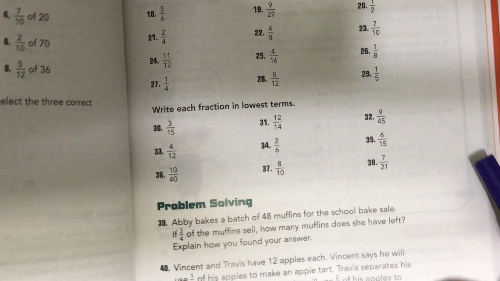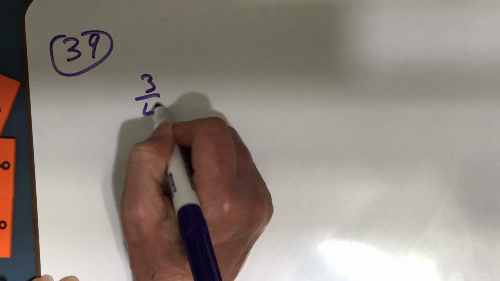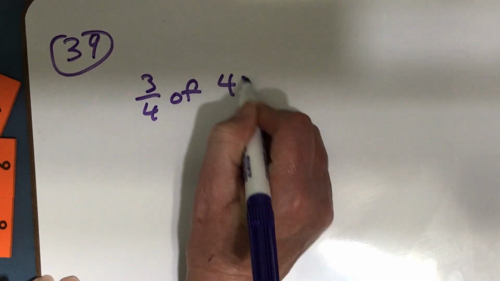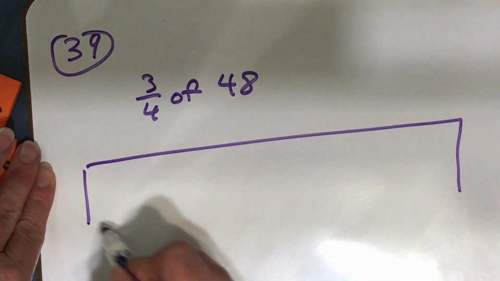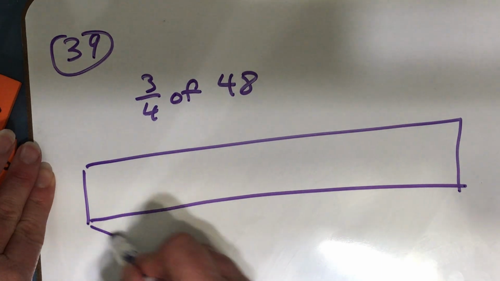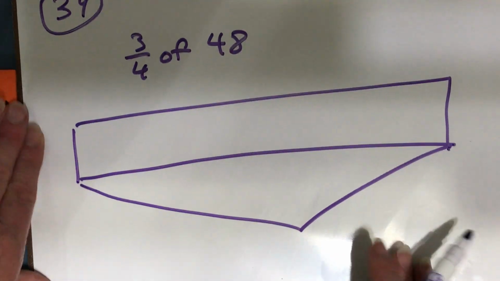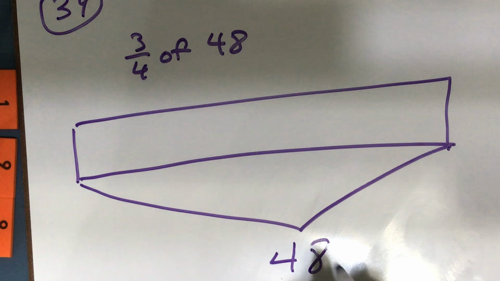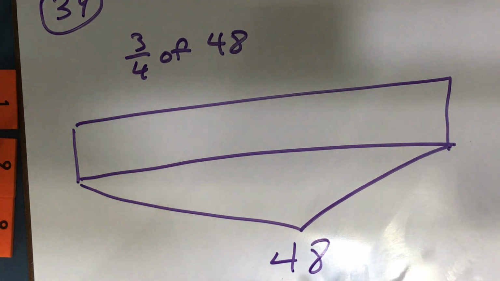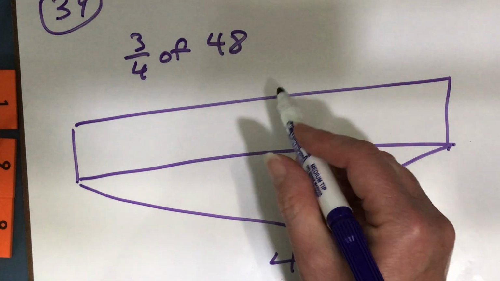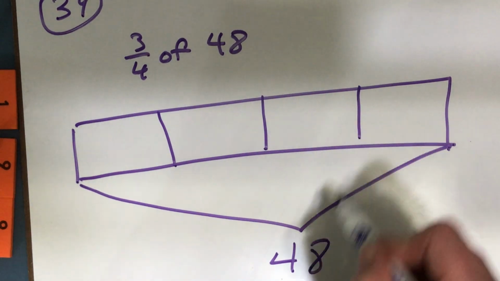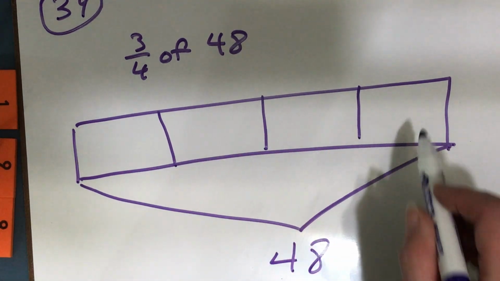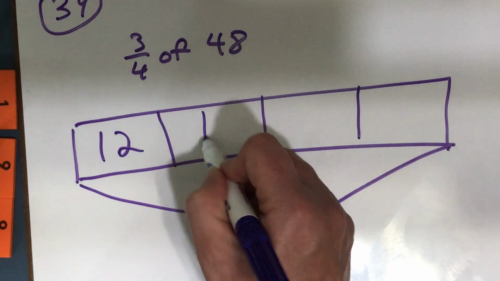Well, 3/4 of 48 sold. So I'm going to put 3/4 of 48. And I'm going to do a bar here. This bar stands for all the muffins. Okay, she has 48 muffins. 3/4 of them sold. That means I need to do 4 sections. So I'm going to take my bar and divide it into 4 sections. 48 divided into 4 sections would mean 12 in each section.